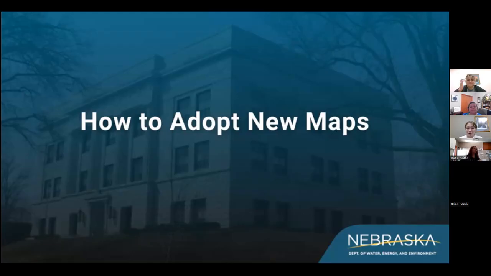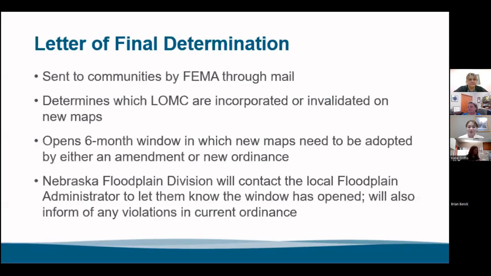So now we will talk about how to actually go about adopting the new maps, as we've been talking about. Again, the letter of final determination, or LFD, is sent to communities by FEMA through the mail. That'll show you which letters of map change are incorporated or invalidated on the new maps. And it opens that 6-month window in which the new maps must be adopted by either amendment or new ordinance.